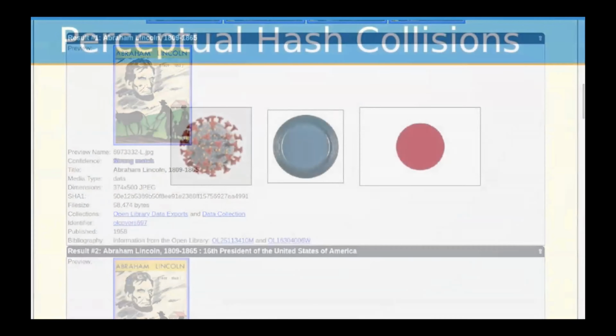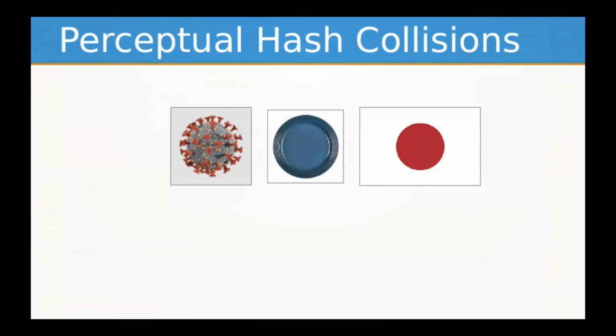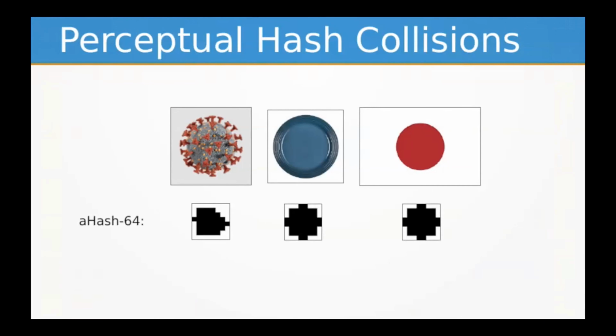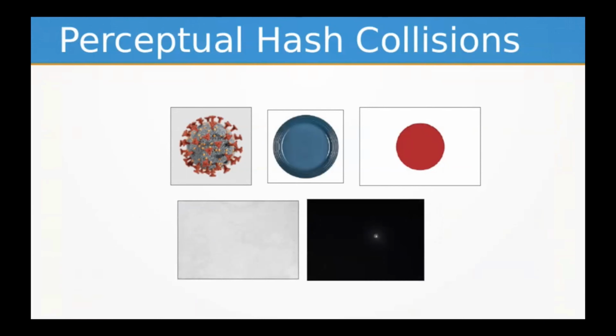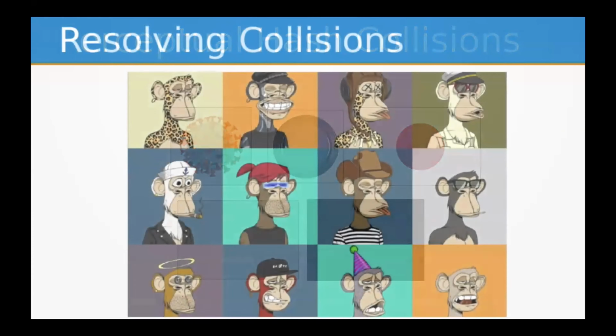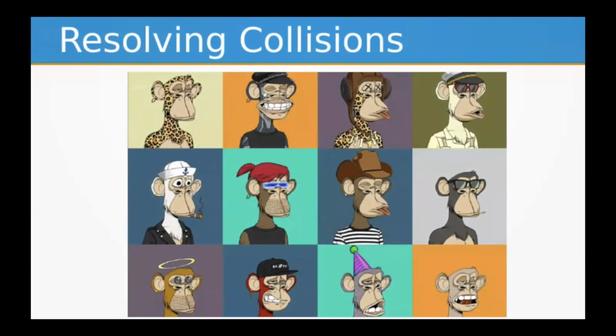Just as cryptographic hashes can have collisions, perceptual hashes can also have collisions. However, with perceptual hashes, the collision is not based on the number of bits. Instead, it's based on the likelihood of having similar attributes. For example, the coronavirus, a dinner plate, and the Japanese flag all appear similar under aHash. Regardless of the perceptual hash algorithm, low detailed images will all appear similar. Every picture of a white wall looks the same, and every picture of a UFO in the night sky looks similar. The likelihood of a perceptual hash collision is dependent on the algorithm and the threshold for determining similarity.